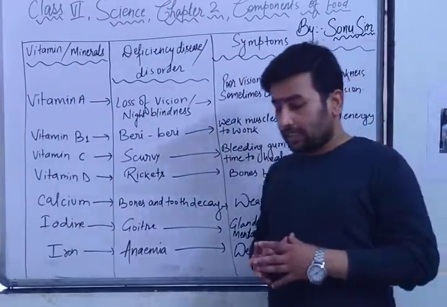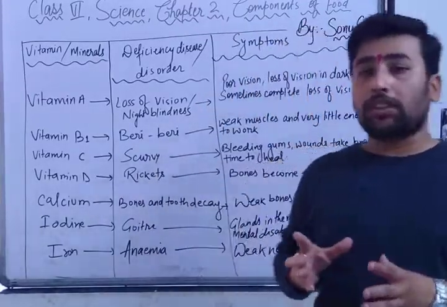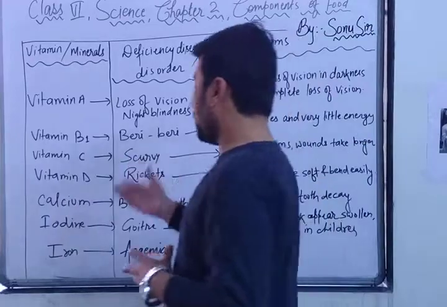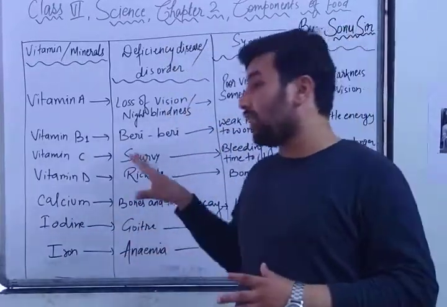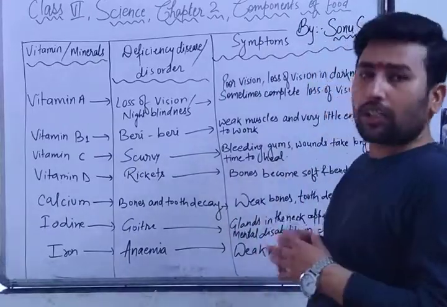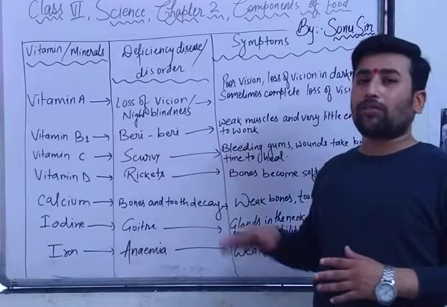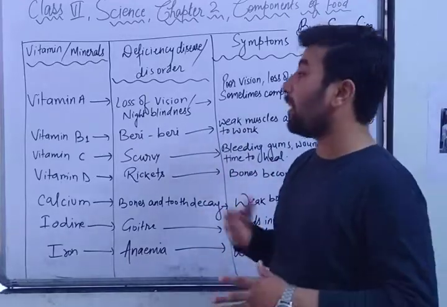Now let's start. Vitamin A, vitamin B, vitamin C, vitamin D, vitamin E and K, and some minerals like calcium, iodine, iron. There are many vitamins, but I have written here only the main things which we have to study in standard 6, because right now we are only in standard 6. That's why we don't have to study all those vitamins, but I would like to inform you how many types of vitamins there are.